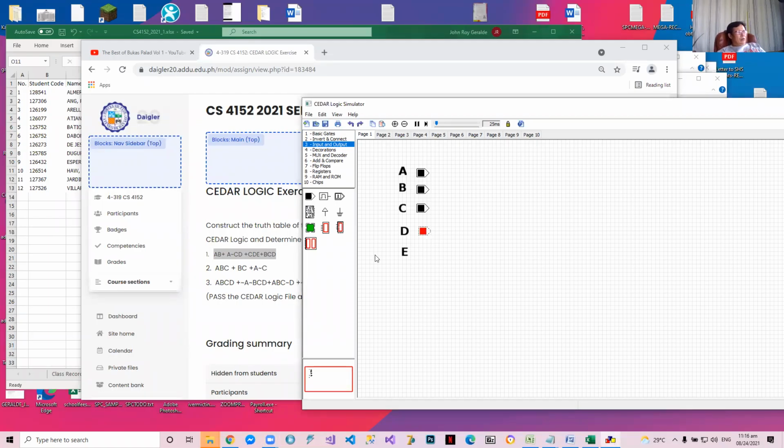Okay, so this is exercise number one. These will be our inputs, which we'll mark in this block. And then our final output we'll put somewhere here.